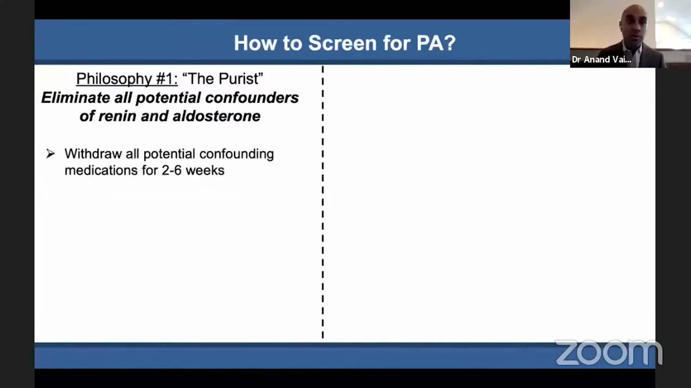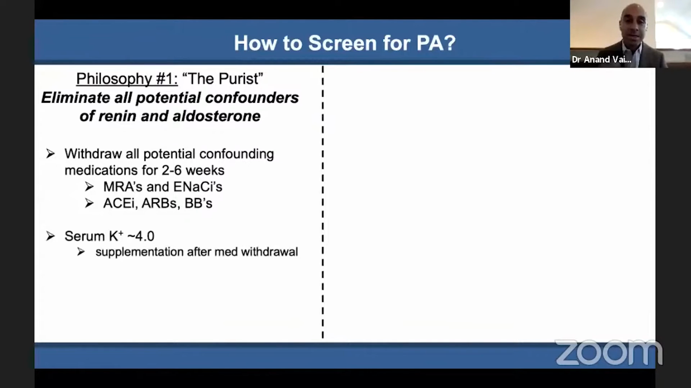So the purist will remove all confounding medications. They will stop mineralocorticoid receptor antagonists and ENaC inhibitors, but also ACE inhibitors, ARBs, beta blockers, because these are medications that might influence renin or aldosterone, and they will stop them for many weeks, 1 month, 6 weeks. This is a very long period of time. They will try to put potassium at exactly 4.0, right? Because you don't want low or high potassium to confound aldosterone levels. But this means that you have to stop medications that might help your potassium and then supplement very aggressively, and it can take time to do that.